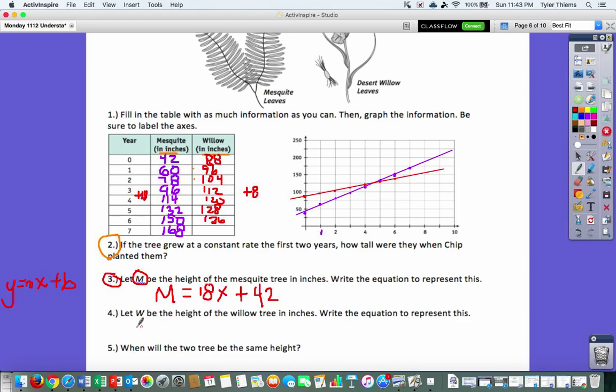I want you to press pause, and I want you to try to go ahead and do number 4 on your own. Write that equation, use the slope, use the y-intercept, and write that equation. Press pause.